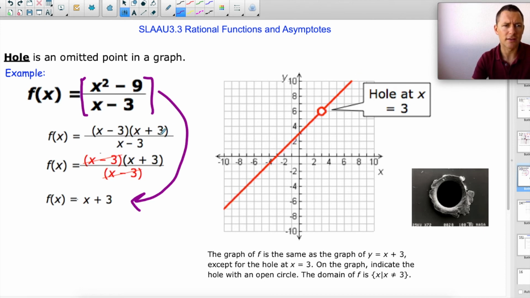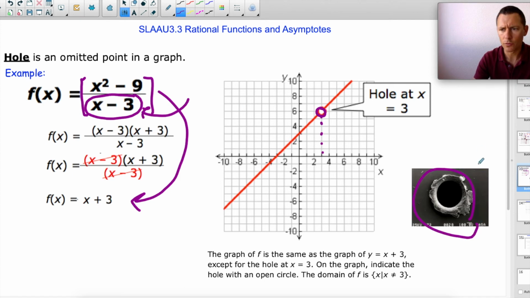The interesting part is x plus 3 looks just like this, except it's continuous. This function is not continuous because there's a problem with this denominator. The denominator can't be 3. And so if you graph this in your calculator, it won't show you a hole, but if you ask for a value at 3, it'll say error because there is no value at 3. You can't put in 3 there. It's called a hole. Cool, it's an omitted point on a graph.